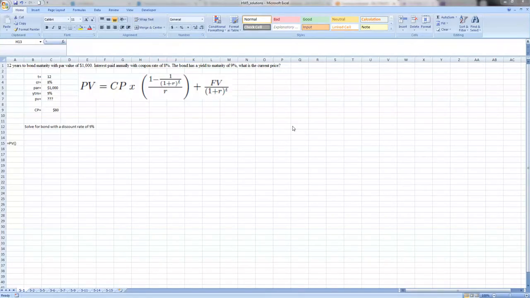Question 5-1. 12 years to bond maturity with a par value of 1,000. Interest is paid annually on this coupon bond with a rate of 8%. The bond has a yield to maturity of 9%. What is the current price?